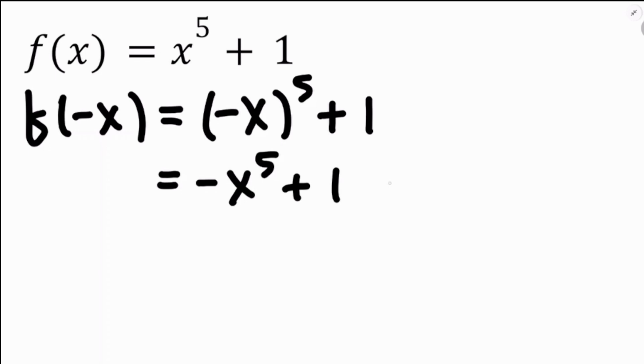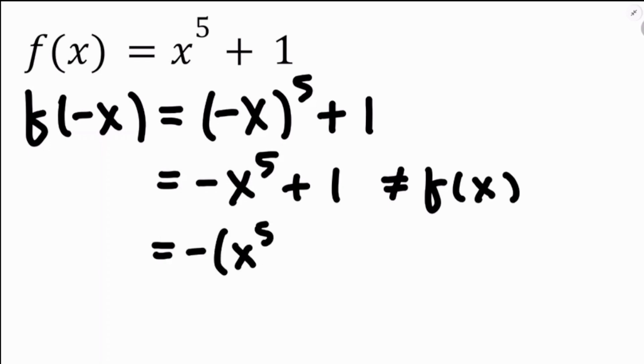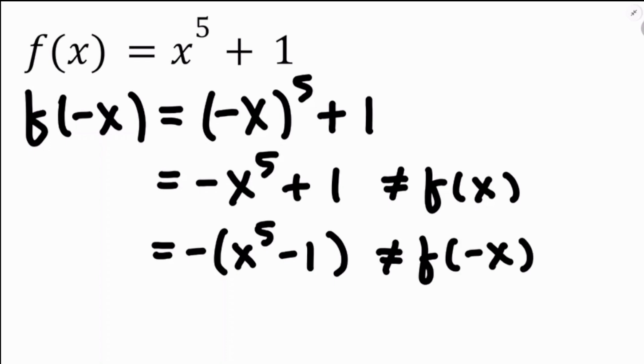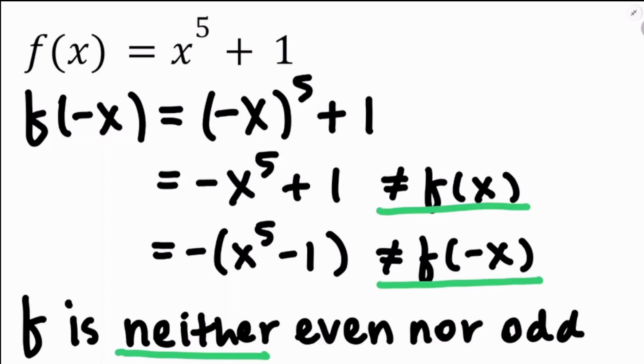Okay, so this is not equal to f of regular x. And then if I factor out the negative 1, I'd have x to the 5th minus 1. This is not equal to f of negative x. And in conclusion, I'm going to say that f is neither even nor odd. But back to the idea of the powers, that had an odd power and an even power together, and that's going to give me neither.